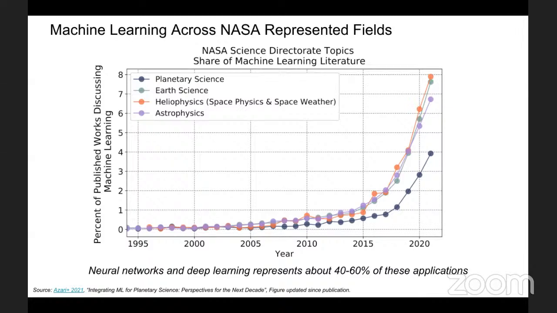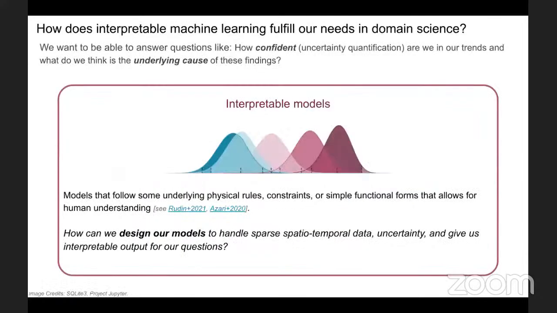And when you start to break down what these publications are talking about, you find that the majority of machine learning literature tends to focus on neural networks and deep learning. So it ranges by field, but this represents about 40 to 60% of these applications. So next slide, Matt, thanks.